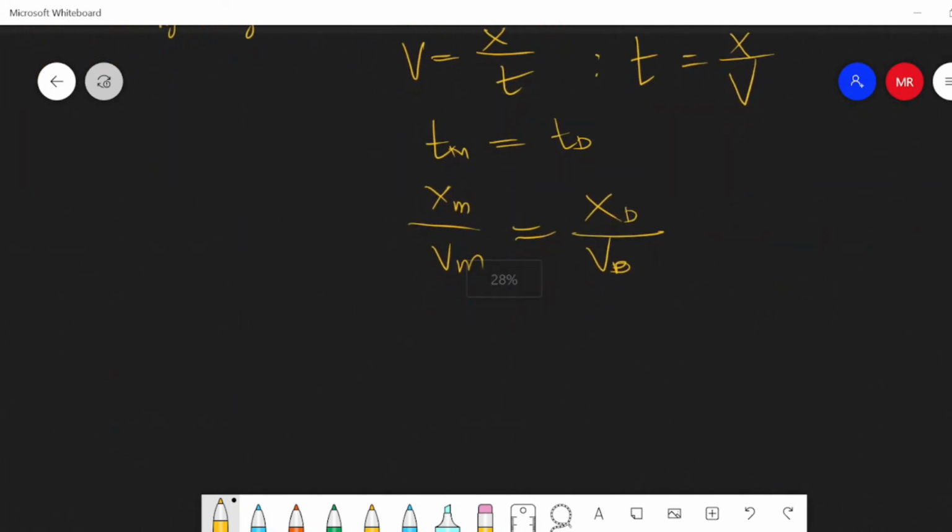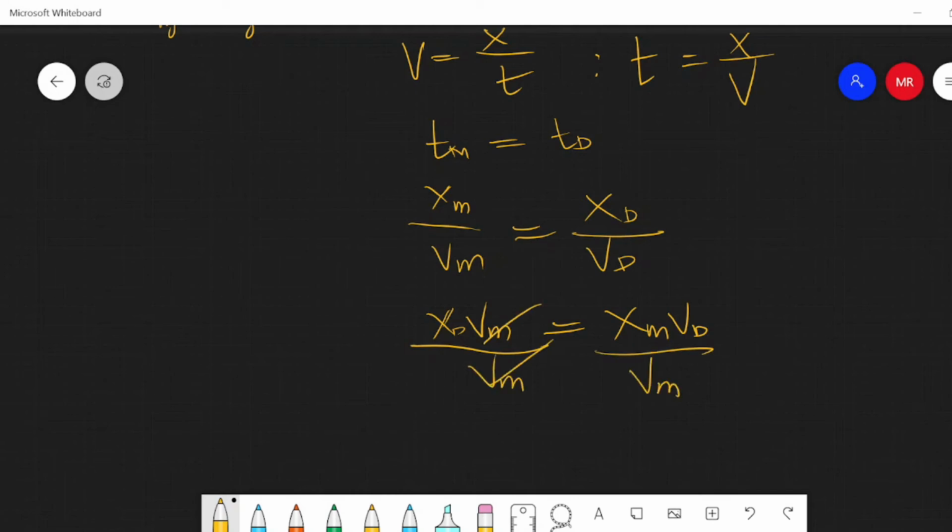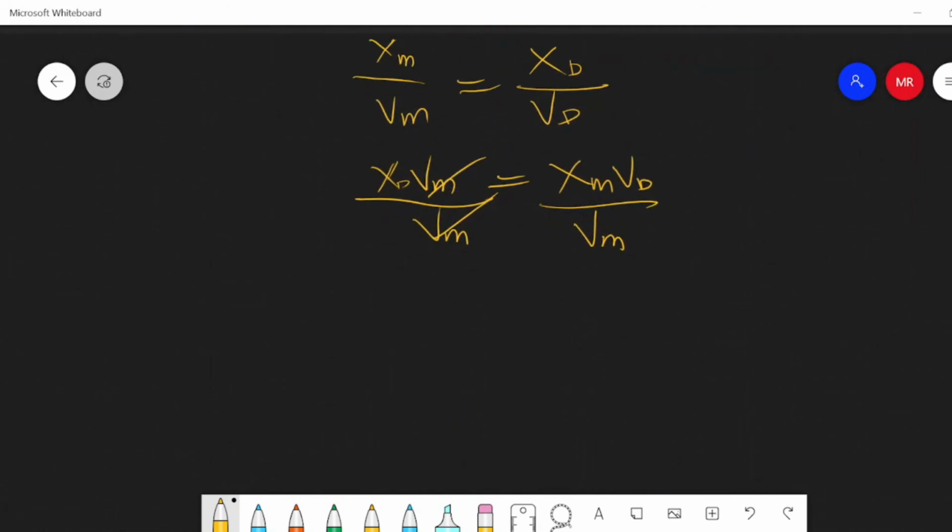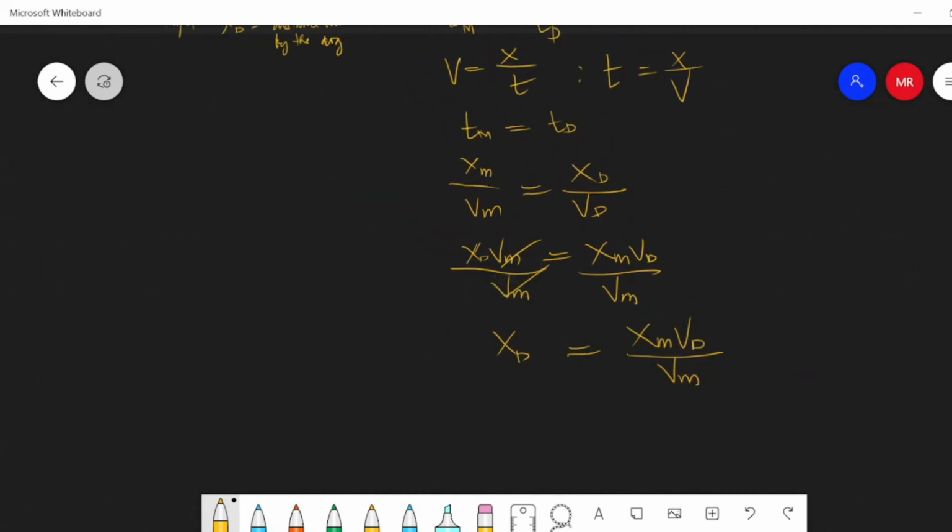By just rearranging our equation to get xd, or the distance run by the dog, we multiply both sides by vd. So xd is equal to xm times vd over vm. Let us input our given to this equation.